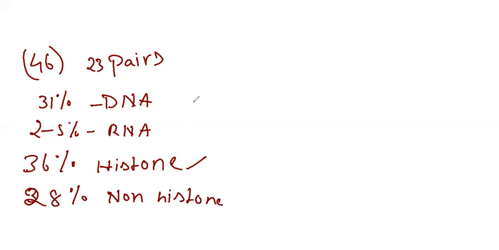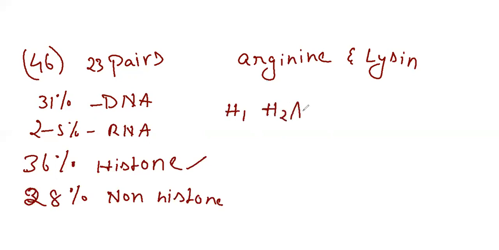And we have a relatively large amount of two amino acids. So that is arginine and lysine. So this is very important. Arginine and lysine, these two are in higher level. And there are five types of histone proteins you will be having. That is H1, H2A, H2B, H3, and H4. Right? And coming to the next thing, all of these together are arranged as a nucleosome.